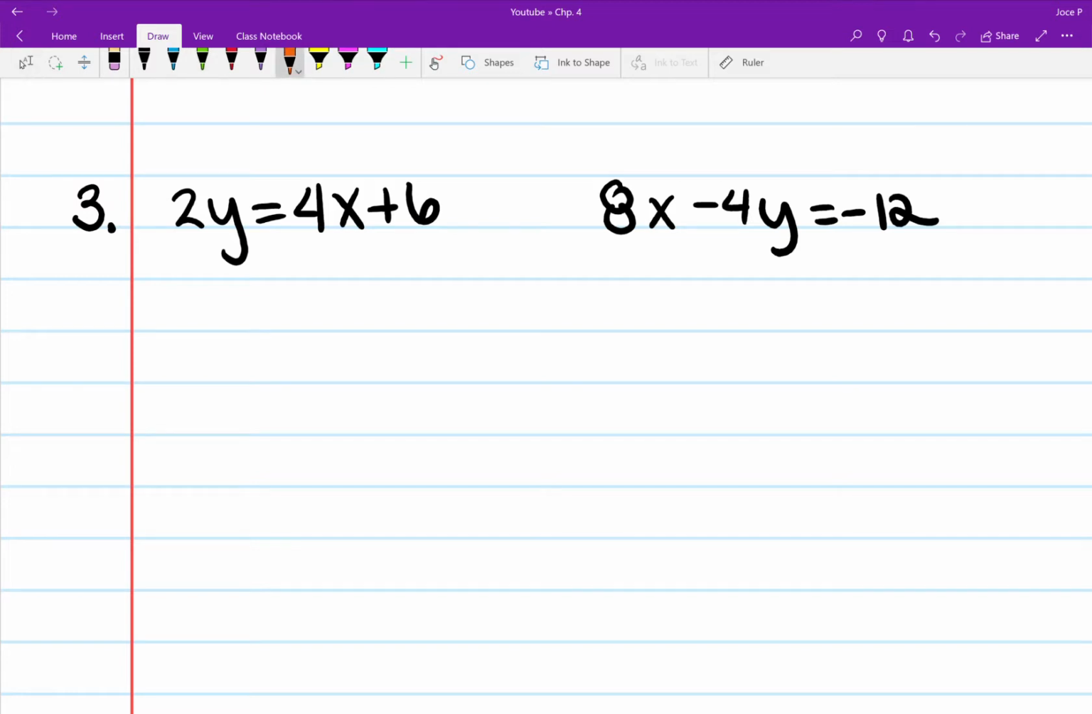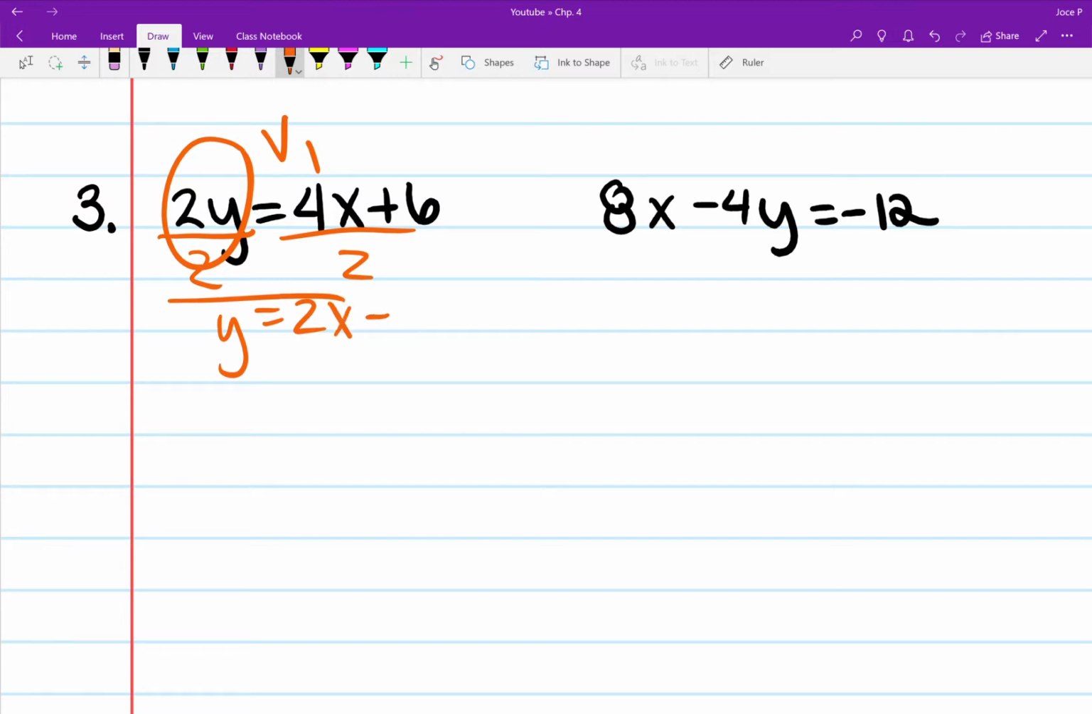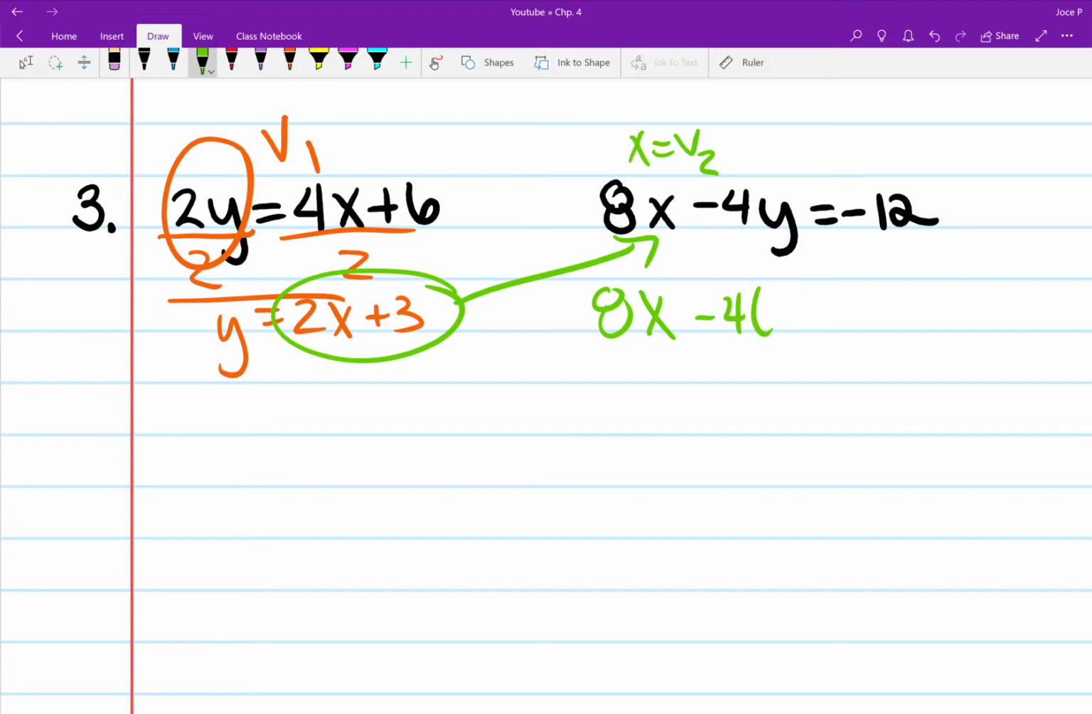I'm going to pick this y to be our v1 this time. So, to get there, we have to divide each side by 2, and we get y is equal to 2x plus 3. Step 2. Let's plug this over there and make x equal to v2. 8x minus 4 times 2x plus 3 equals negative 12. Distributive property. And don't forget to distribute the negative with it.